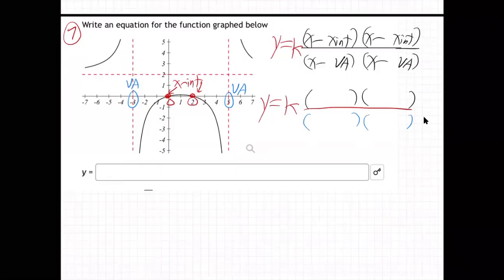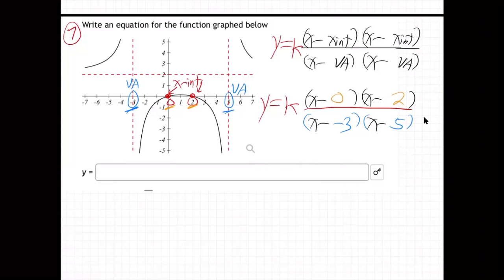parentheses on top and bottom, with x minus in each, and on the top go the x-intercepts 0 and 2, either order, doesn't matter. And on the bottom, the vertical asymptotes, it's -3 and 5. Again, either order. Okay, good. And now, how do we find the k?